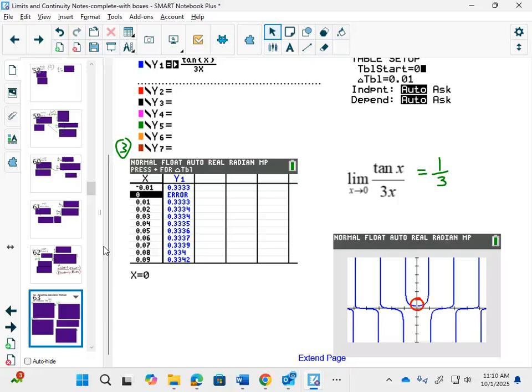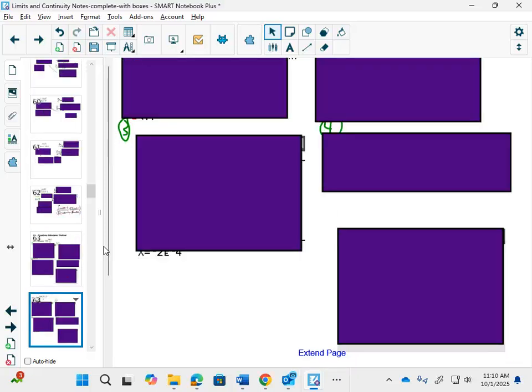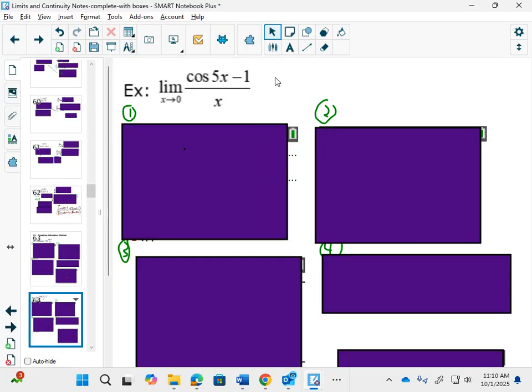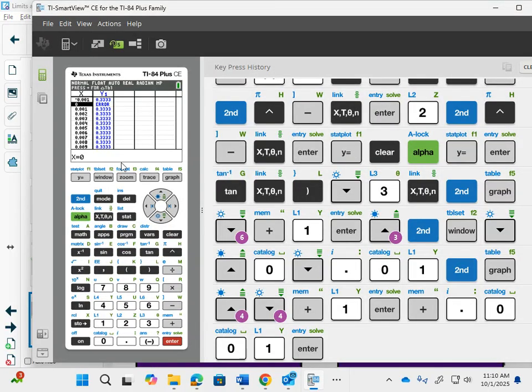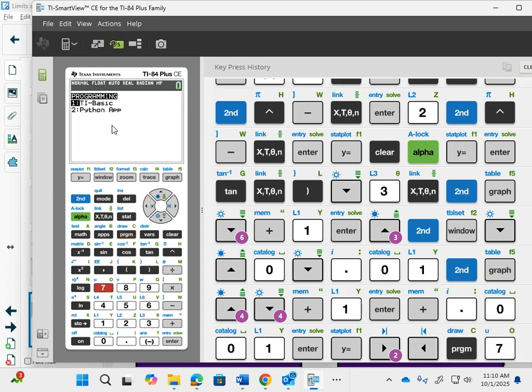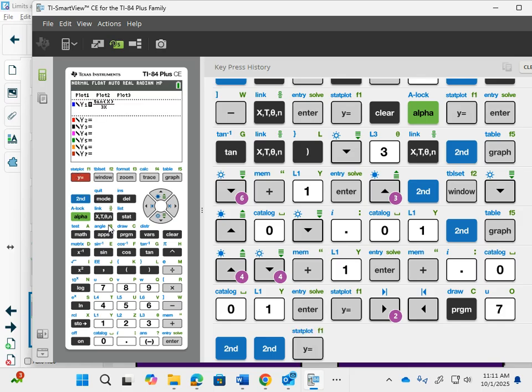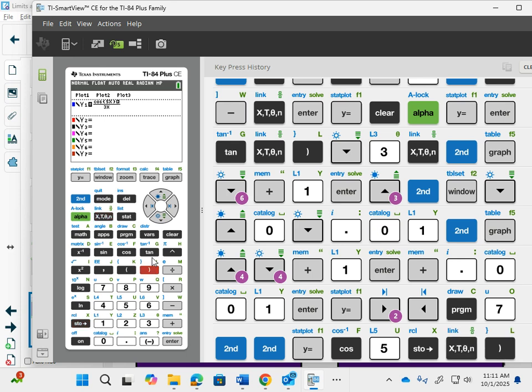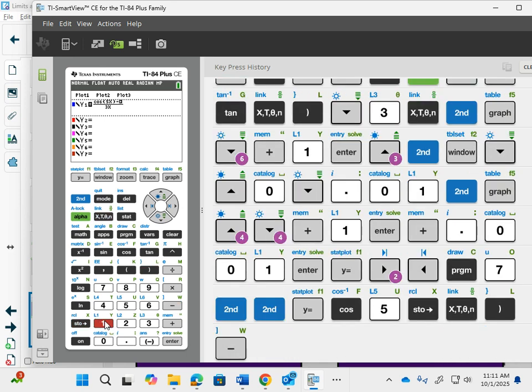Okay. So we look at our next one. Cos 5x minus 1 over x. I like this one. So we go to y equals cos 5x minus 1 over x.